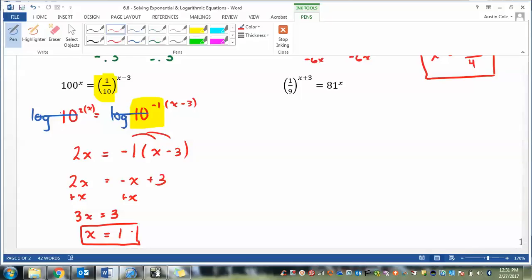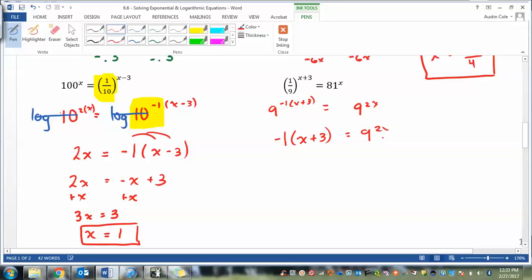Questions there? Do this next one on your own. Go. Okay, so 81 is going to be 9 squared, and 1 over 9 is going to be 9 to the negative first power. So here I'm going to get negative 1 times x plus 3 equals 9 to the 2x.